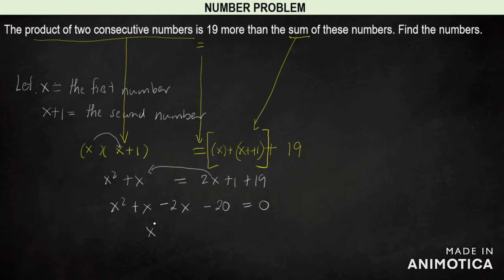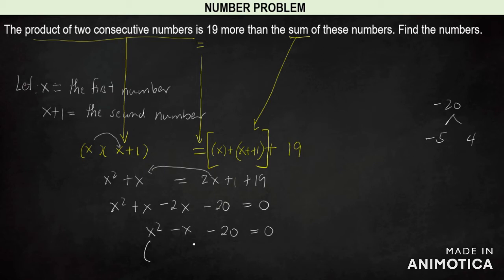Then we have now x squared. X minus 2x is equal to negative x. Then we have minus 20 is equal to 0. Okay. So next we are going to determine the solutions. Okay. So how can we apply factoring here? Can we think of the factors of negative 20 in which the sum is equal to negative 1? Okay. Negative 20. Factors are 5 and 4. So we have here the sum is equal to negative 1. So we can just let 5 be negative.